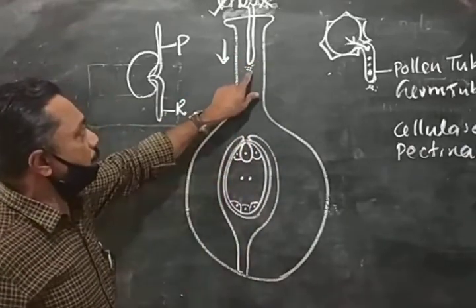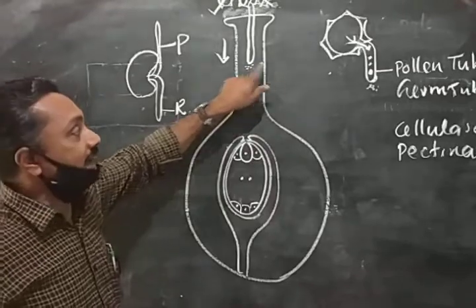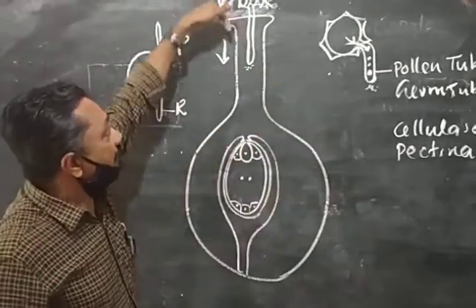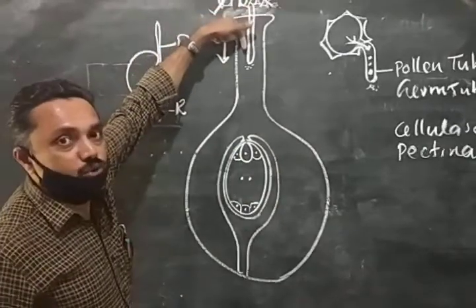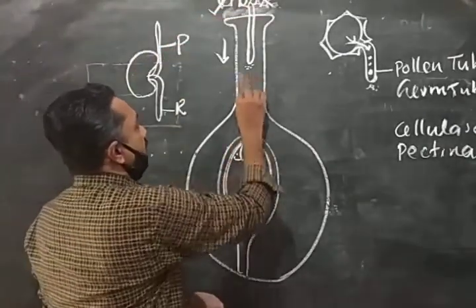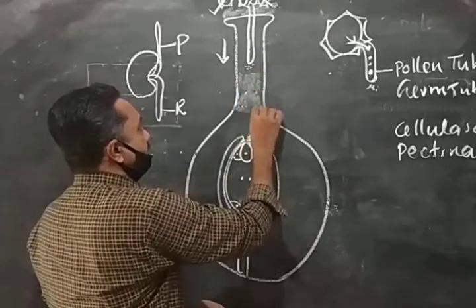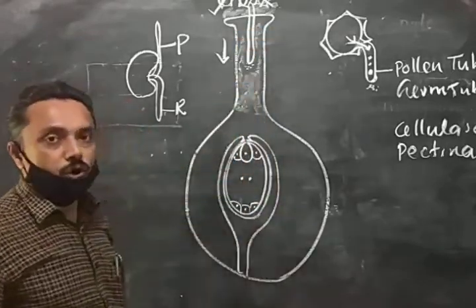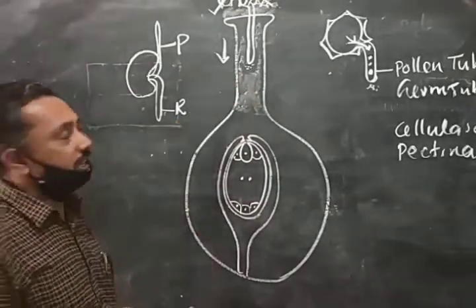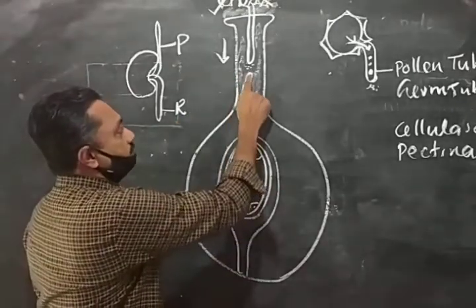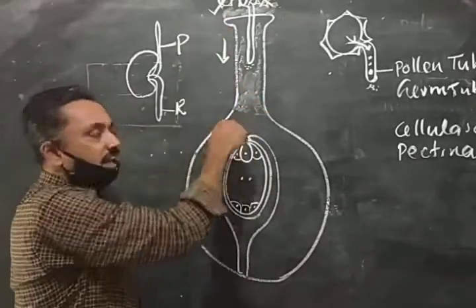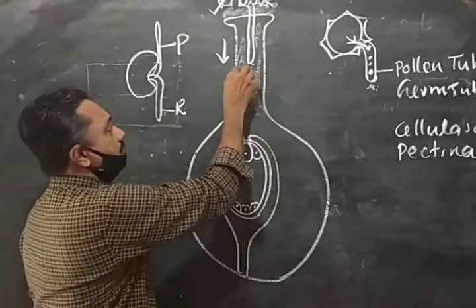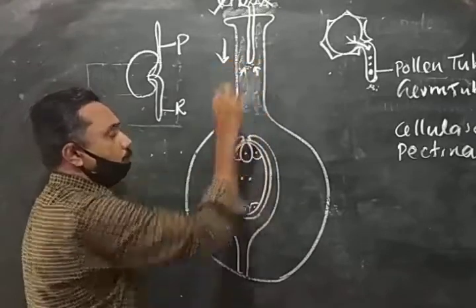The tip will produce digestive enzymes like cellulase and pectinase, and it will digest the tissues. See, this is a tissue, not a gap structure. This is not an empty space. Parenchymal cells are there. So by the production of enzymes, it will digest the tissues. While it is going downwards, it will digest the tissues of the style and absorb it. You see, this is the growth of the pollen tube.